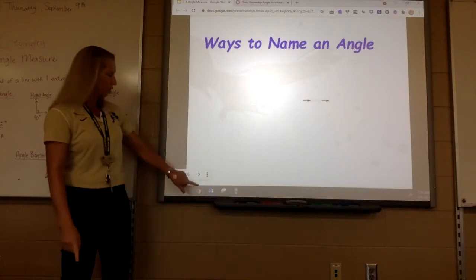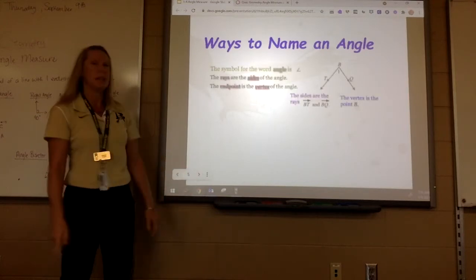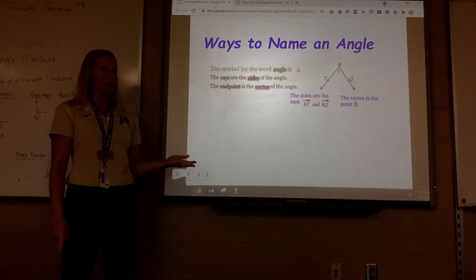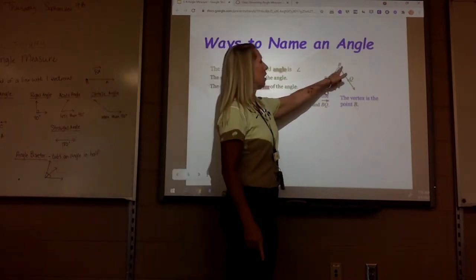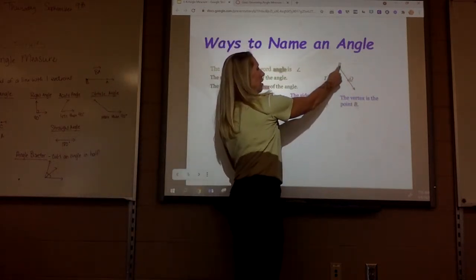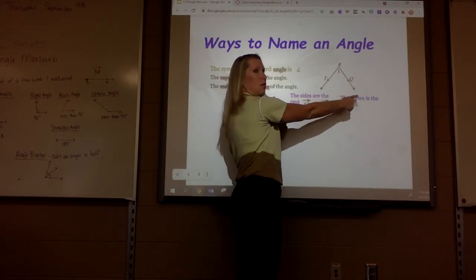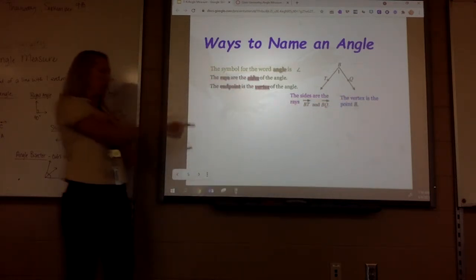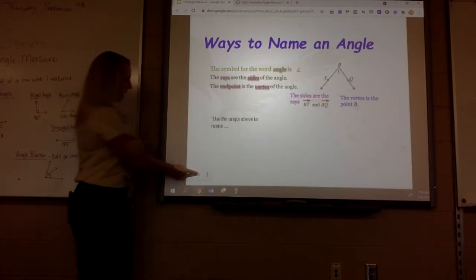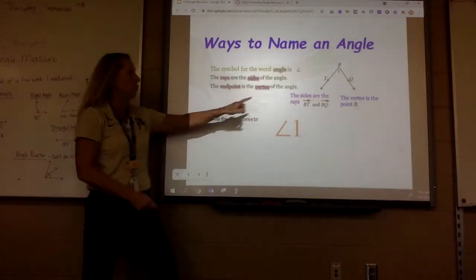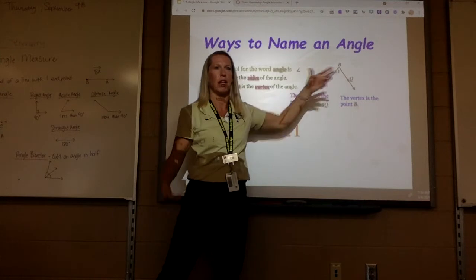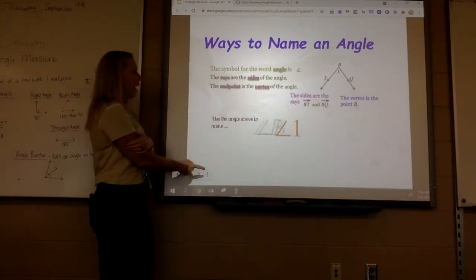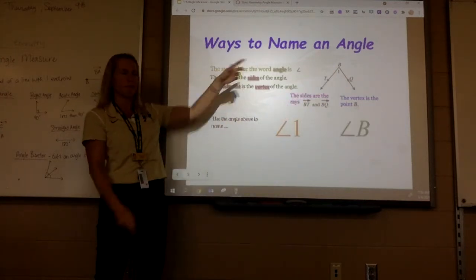Now this part's really, really important. Naming an angle. I've got this angle right here with the rays, ray BT and ray BQ. There are several ways to name this particular angle. I could name it angle 1. Do you see the 1 in the middle? That's an easy way. I could name it angle B.